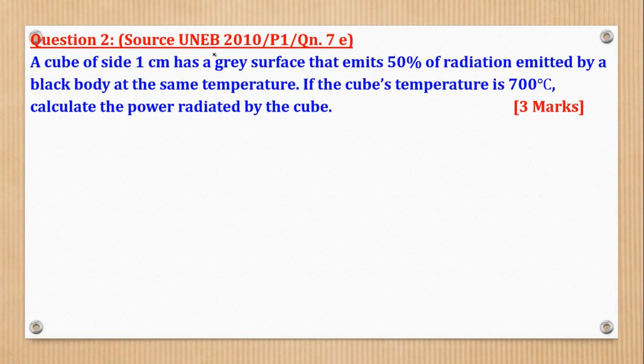Question 2 came from UNEB 2010 paper 1, question 7E, and it says a tube of side 1 centimeter has a gray surface that emits 50% of radiation emitted by the black body at the same temperature. If the tube's temperature is 700 degrees Celsius, calculate the power radiated by the tube.